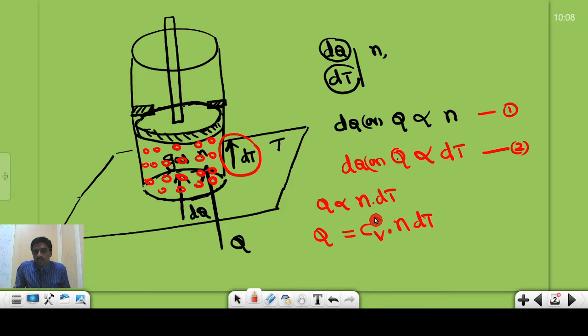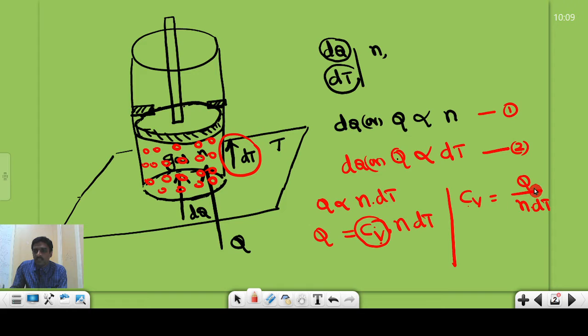Then our goal is to define this CV value. To define the CV value, we keep the CV value on the left side and send everything else to the right side. Then CV is equal to Q by N into dt. I hold CV on this side, sending N and dt to the other side, writing CV on the left and the remaining terms on the other side.